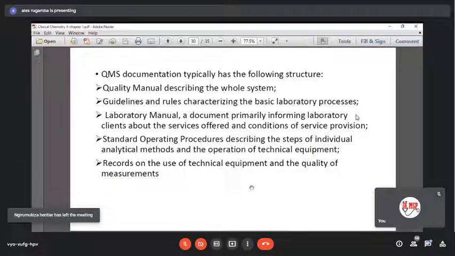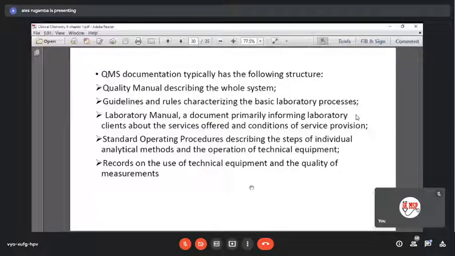Then there is the safety manual: how you deal with the waste, how you deal with an accident. All the procedures about waste and safety should be included in those safety manuals. So this is a big document that must be in the laboratory. One is the quality manual, another one is the safety manual.